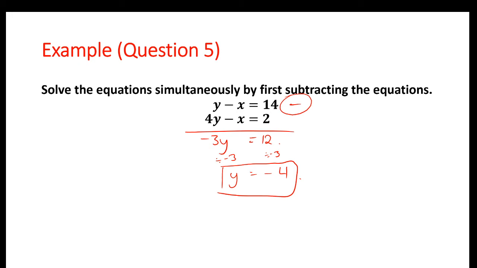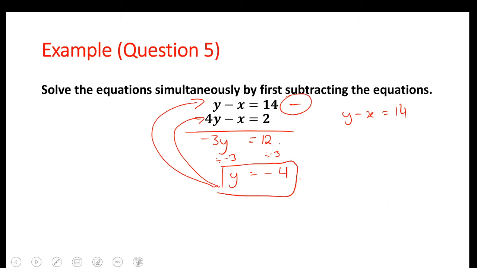Now we can work out our second one by substituting that into either the first one or the second one. It doesn't matter which one I choose. I'm going to choose the first one because it looks a bit easier again. Okay, the reason why I'm picking the first one over the second one, well, I've got 4y minus x versus just 1y minus x. Okay, just a little bit easier for my half.